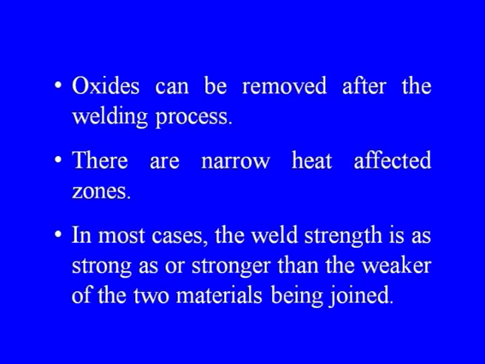Oxides can be removed after the welding process, if at all. Generally, at the temperature at which friction welding is carried out, oxide formation may not be very prevalent. However, even if there are oxide formations, they can be removed afterwards. There are very narrow heat affected zones, that is what we have already discussed. That is how this process is very attractive for the metallurgist, or for processes where very good strength and a uniform microstructure is needed. This is a very important aspect. As we know, the heat affected zone changes the microstructure in that zone, and change in microstructure automatically implies changes in properties.